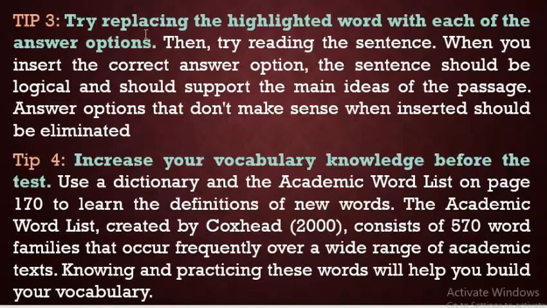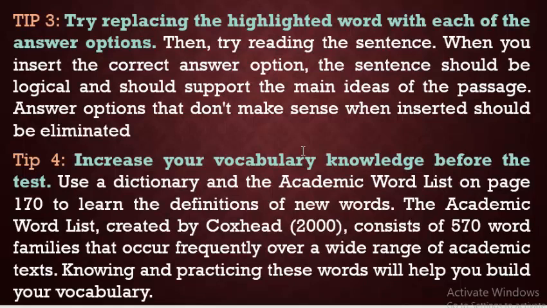Step 3. Try replacing the highlighted word with each of the answer options. When you find a highlighted word, try to replace it with the options. This process is called plug-in. Put the highlighted word in option one, two, three, four, and see which one makes sense and matches. Then try reading the sentence. When you insert the correct answer option, the sentence should be logical and should support the main ideas of the passage. Answer options that do not make sense when inserted should be eliminated.